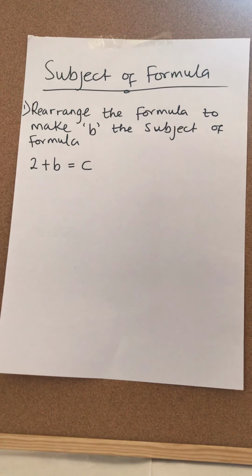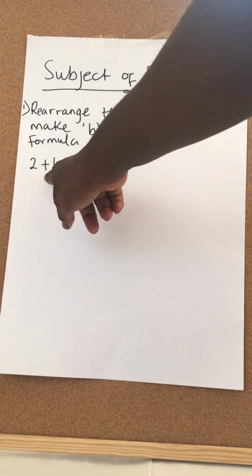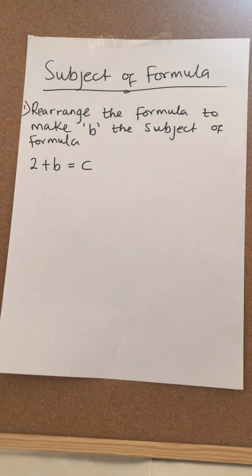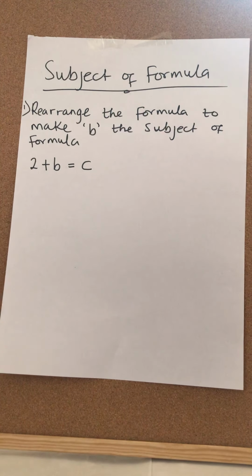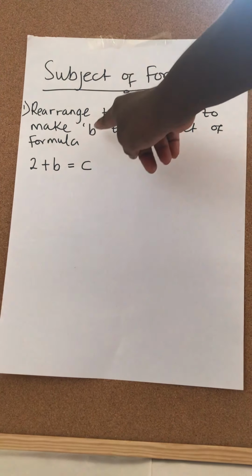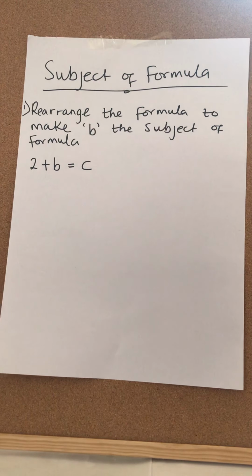Another topic called subject of formula, or what we call rearranging formula. Here we will be rearranging our formula such that the term you are asked to make the subject of formula is like the boss. So here we have 2 plus b is equal to c. They want you to make b the subject of formula. It means your b will be on your left, standing by itself.